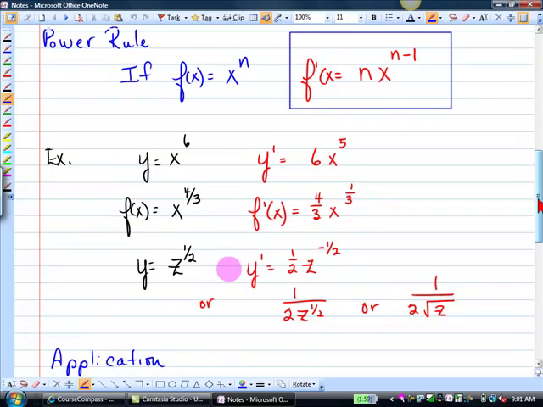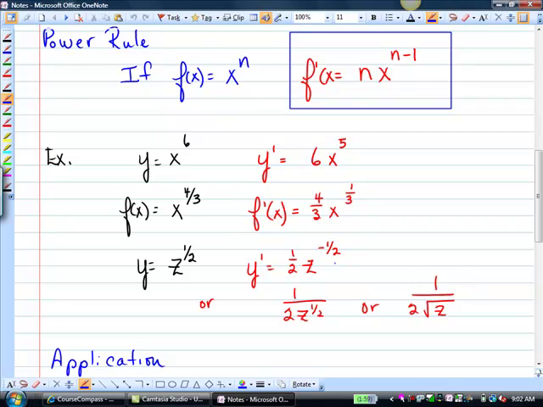z to the 1/2. If we're taking the derivative of that, 1/2 goes to the front. We take 1 away from 1/2, and it becomes negative 1/2. You're always taking 1 away. Now, on the 1/2 z to the negative 1/2, that could be written 1 over 2 z to the 1/2. What happened there? Why did that go to the bottom?